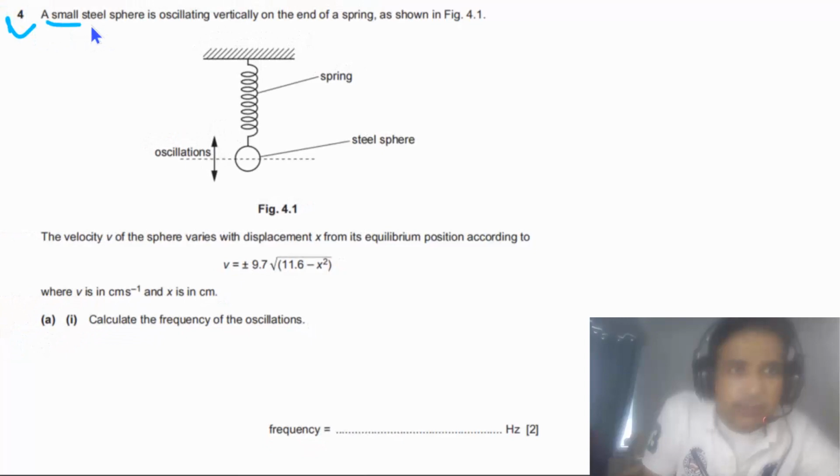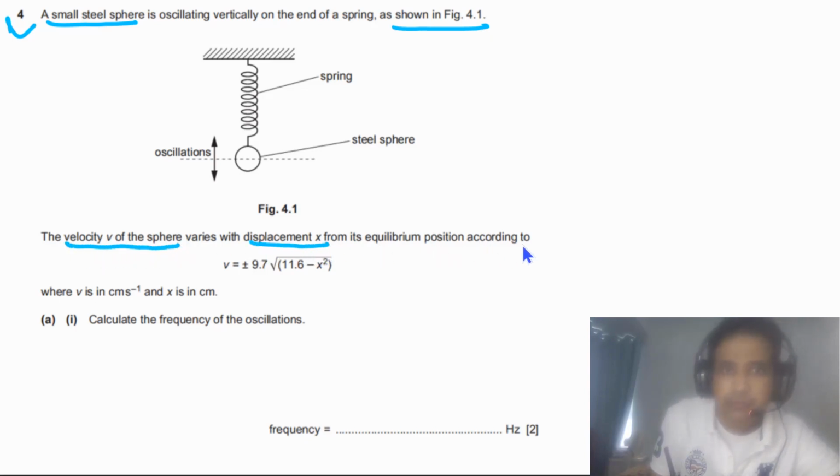Question 4 says a small steel sphere is oscillating vertically on the end of a spring as shown in figure 4.1. The velocity v of the sphere varies with displacement x from its equilibrium position according to this equation, where v is in centimeters per second and x is in centimeters. For part A1, we need to calculate the frequency of the oscillations.